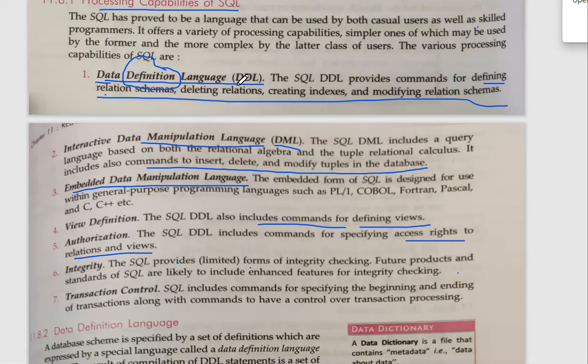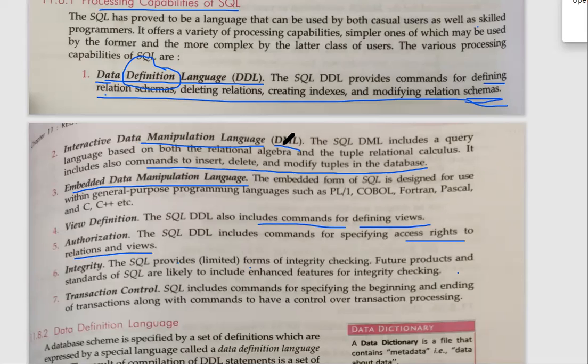But right now what you have to keep in your mind is, suppose you want to define your table, or you want to delete anything from the table. Anything from the table means from the schema or the structure of the table, not the data part, only the structure. You want to create an index, or you want to modify the relation, meaning schema, meaning relation, you want to change the structure of the table. Whatever commands we use for that come under your data definition language.